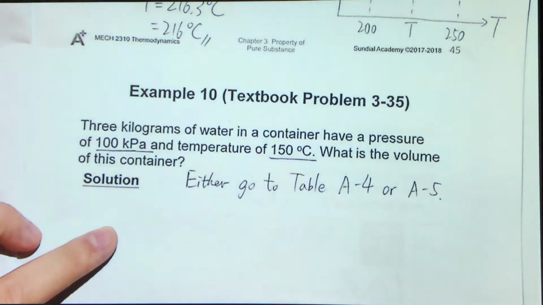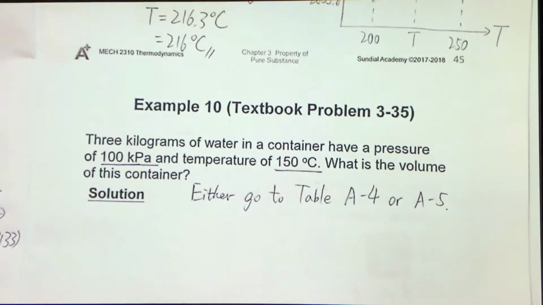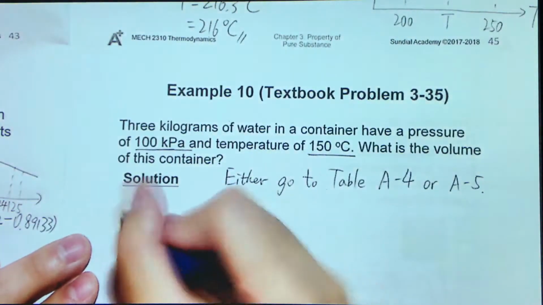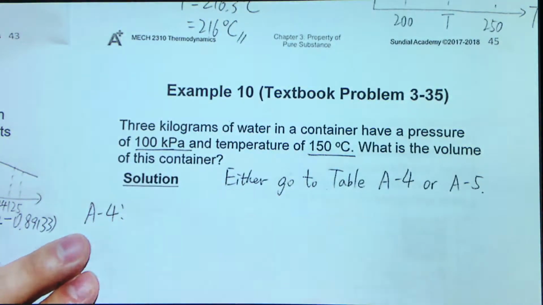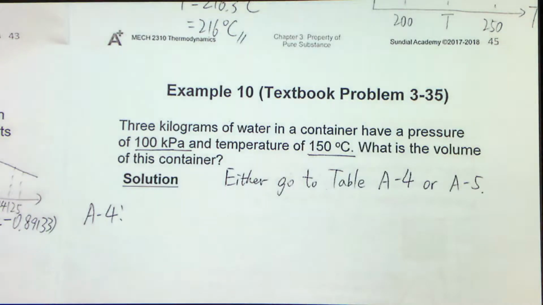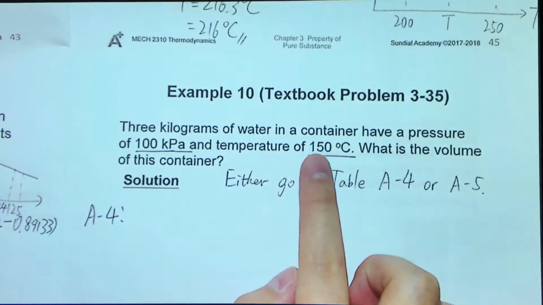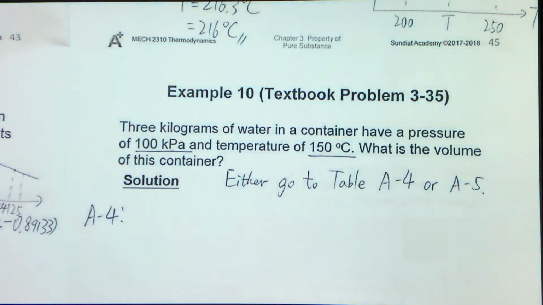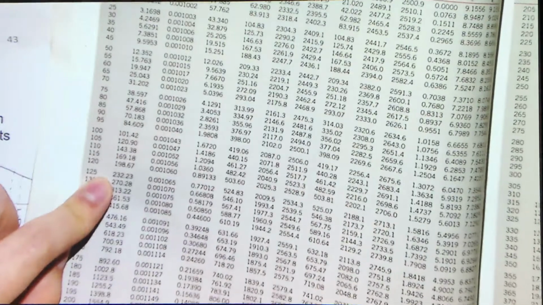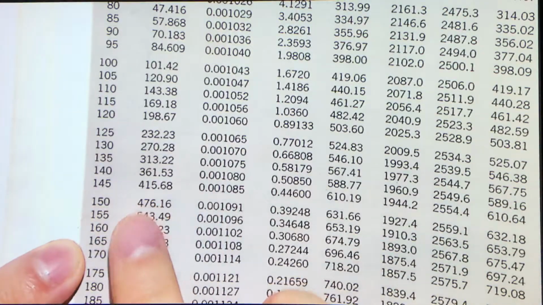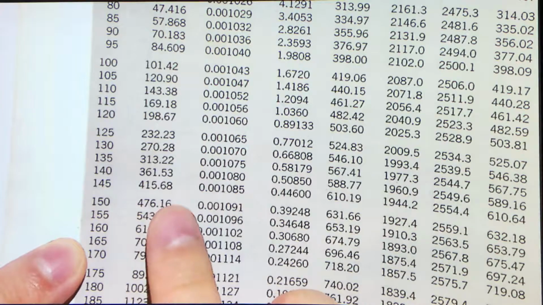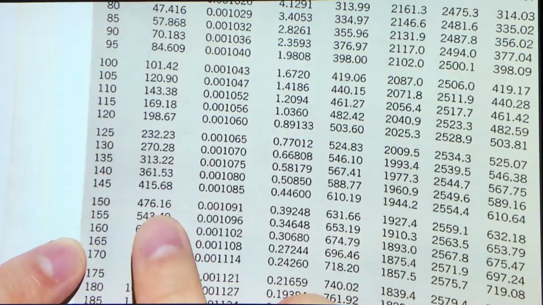Okay, so first of all, we either go to table A4 or A5. It's up to you. For example, in this case, suppose I go to table A4. Table A4 is the temperature table. We make this one the given temperature, so we search for the properties at 150 degrees C. So here, for 150, the pressure would be 476.16.